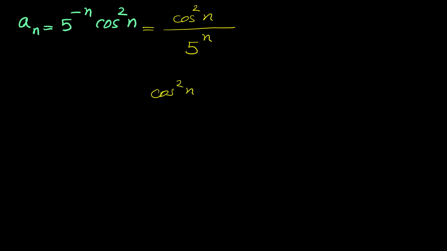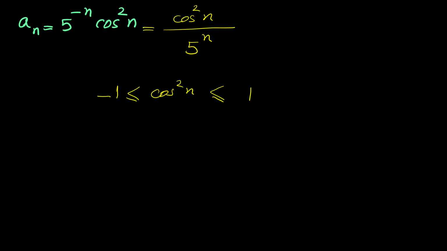cosine to the 2 is between, remember, sine and cosine are always between negative 1 and 1. They are bounded functions. It doesn't matter whether it is sine or cosine, and the expression inside also doesn't matter. Is it cosine of n or cosine of 2n or cosine of radical n? It doesn't matter. Sine and cosine are always between negative 1 and 1. But here we have cosine to the 2, and because the cosine is raised to the power of 2, definitely it is greater than 0.